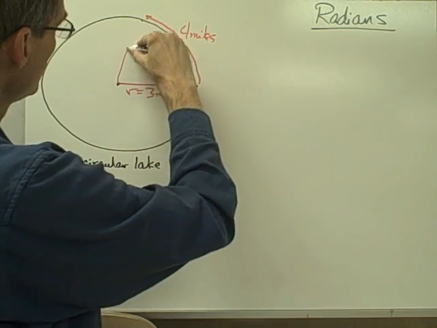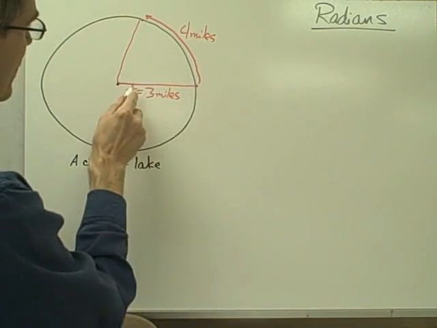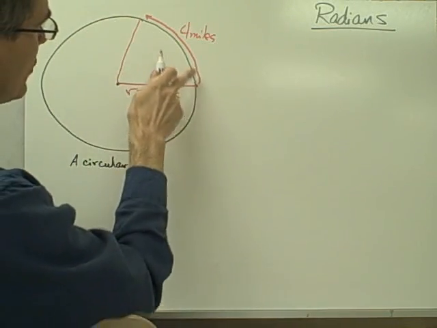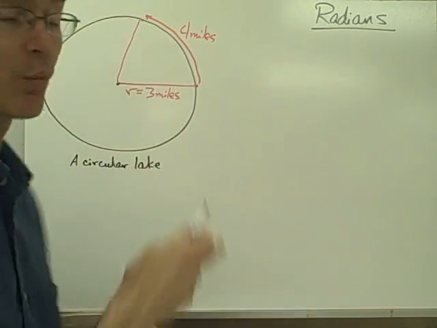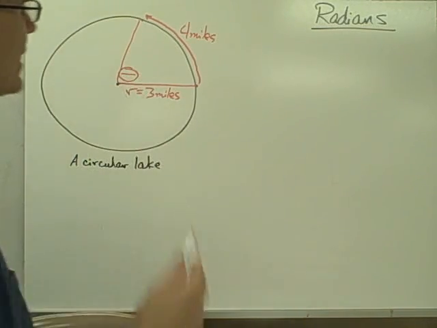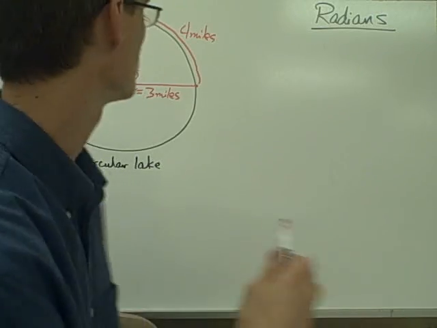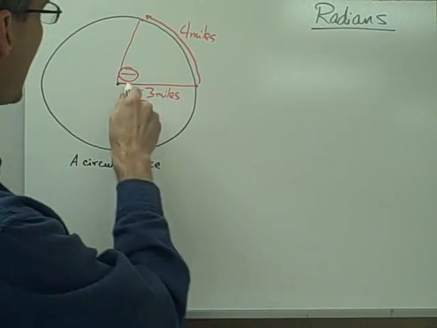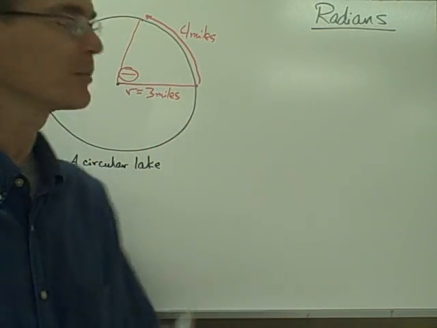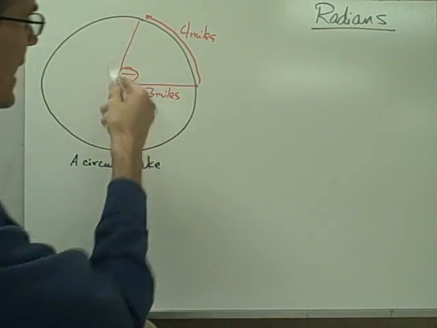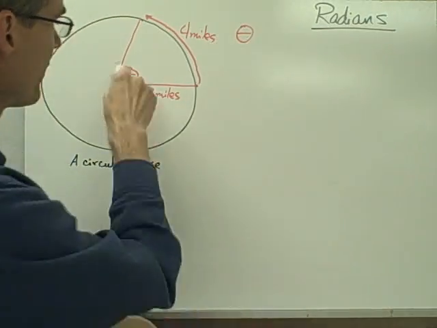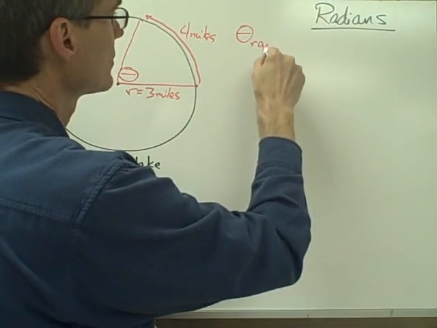And you would like to know what is the measure of the angle, this central angle in this circle. What is the measure of the angle that's cut out by this arc that you've just walked around the lake? We're going to call this angle theta, which is a circle with a line through it. Theta is just a Greek symbol that's often used to stand for an angle. And in order to measure this angle, if we had a triangle or a right triangle, we could probably measure this angle in degrees. But we don't have a triangle, we've got a circle here. So we can measure this angle, theta, in radians.